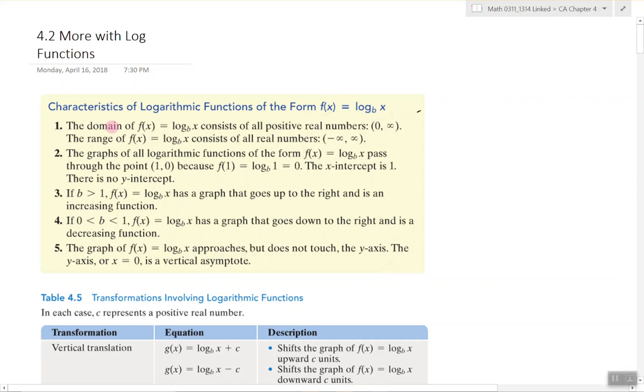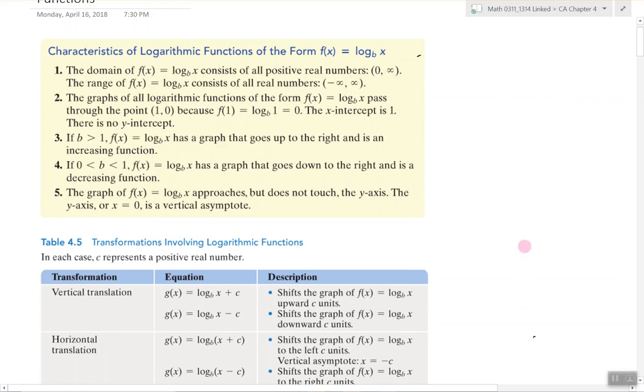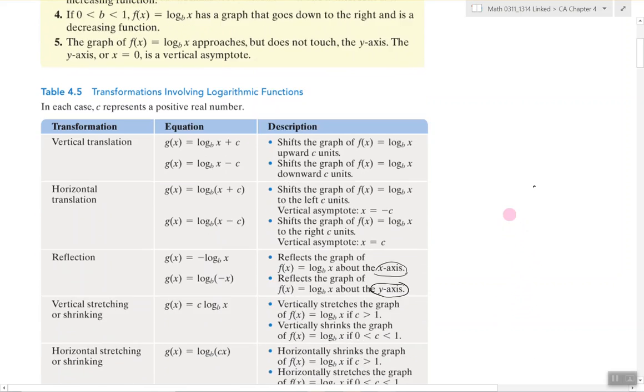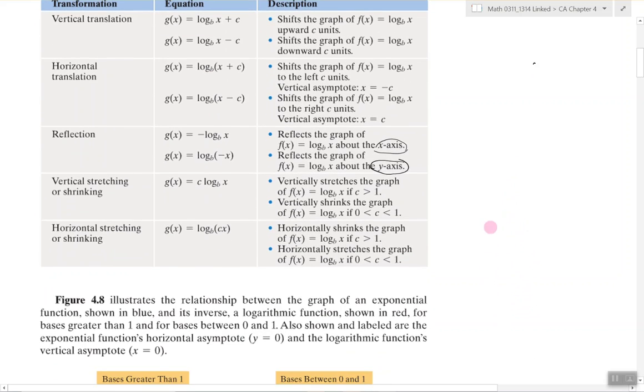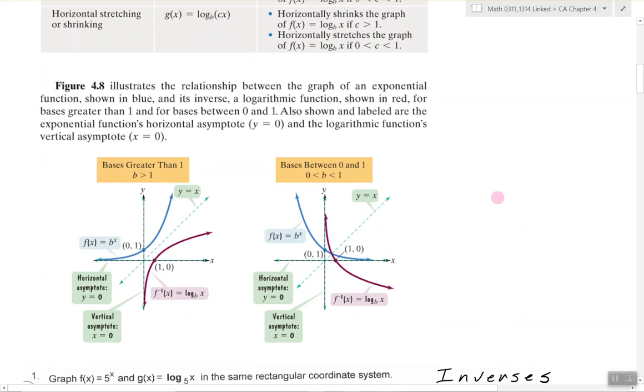They talk about the domain and the range, the intercepts, the basic shape of the graph, and the asymptotes. We did the same thing when we discussed exponential functions. I'm going to skip past the translations for just a minute and look at this.